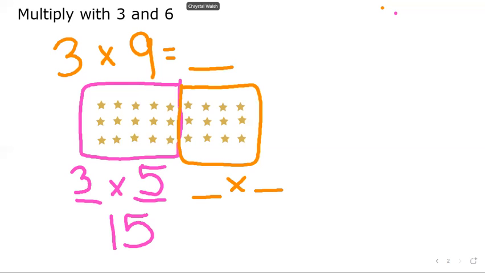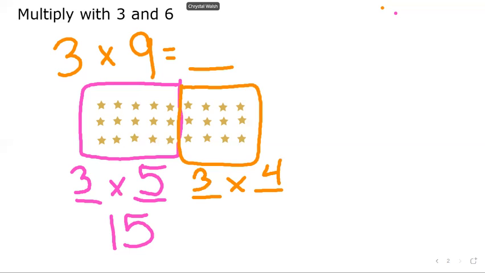What are my 2 factors? My first one is a 3 because I only have 3 rows. My next factor is a 4, and I get the 4 because I have 1, 2, 3, 4 columns. Now let's multiply 3 times 4.